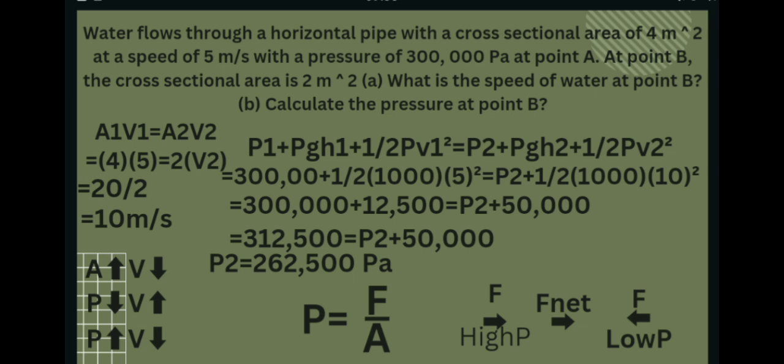So our pressure at point B is 262,500 pascals. Notice that it's less than the pressure on the left side, which is 300,000. So as you can see, as the speed increases from 5 to 10, the pressure decreases from 300,000 to 262,500 pascals. As the speed increases, the pressure decreases.